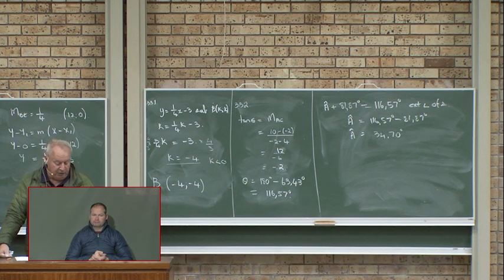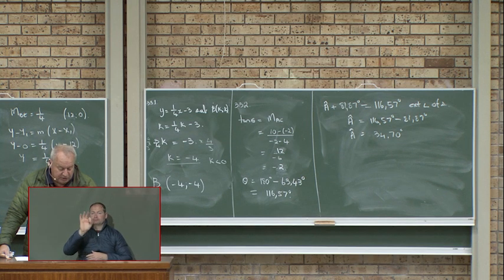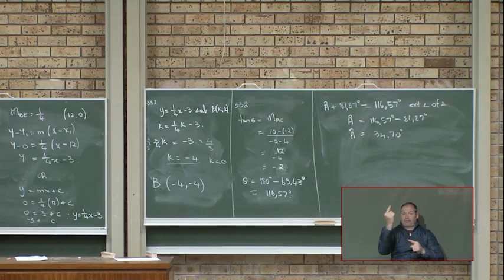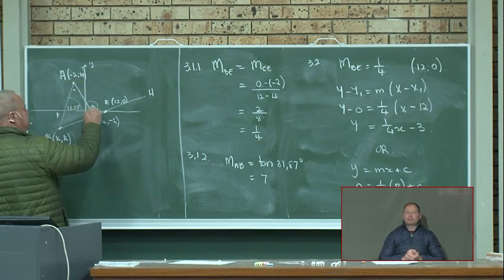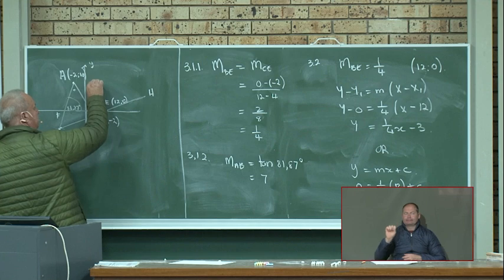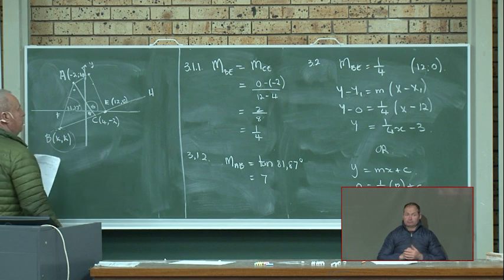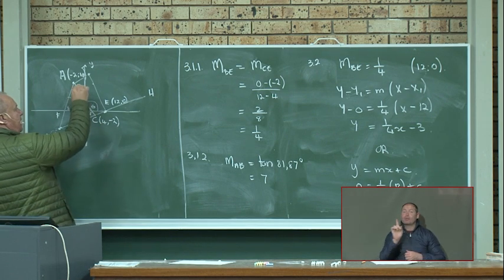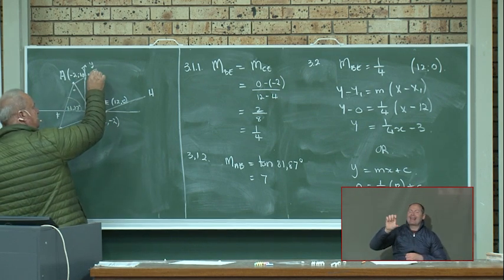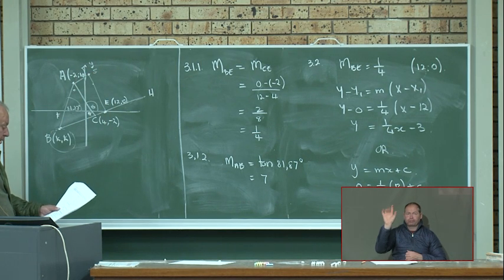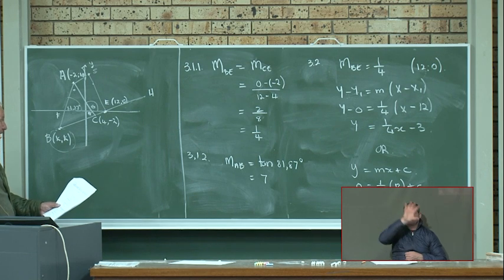The next question, 3.3: determine the coordinates of the point of intersection of the diagonals of a parallelogram ACES, where S is a point in the first quadrant. Now, ACES. Right, is that clear? That is a parallelogram. Now, they want A, C, E, S. S is a point somewhere there in the first quadrant. They want us to determine the point of intersection of the diagonals.